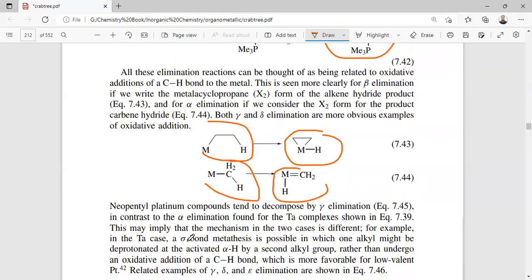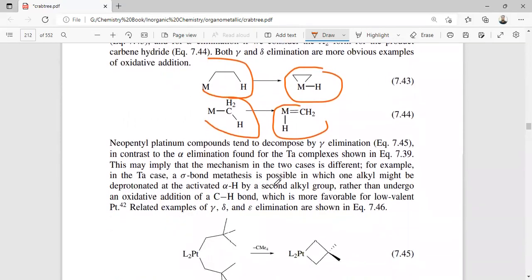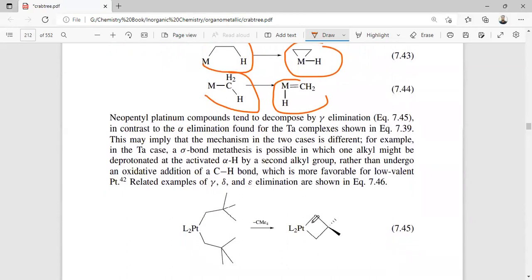Neopentyl platinum compounds tend to decompose by gamma elimination, in contrast to the alpha elimination found for the tantalum complex. This may imply that the mechanism in the two cases is different. For example, in the tantalum case, alpha bond metathesis is possible, in which one alkyl might be decoordinated and activate an alpha hydrogen by a second alkyl group, rather than undergo oxidative addition of the CH bond, which is more prevalent for low valent platinum, related to the examples of gamma-delta elimination.